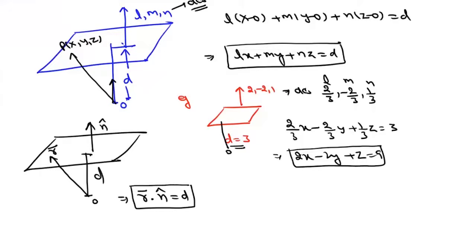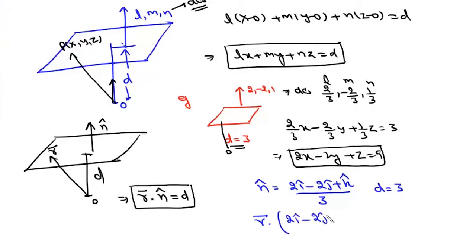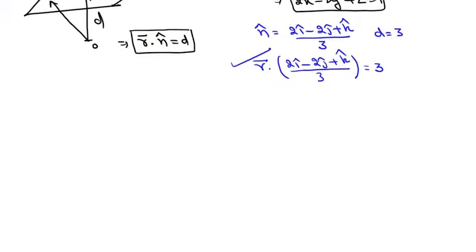Now for the same question, n cap is (2i minus 2j plus k) divided by 3, and the perpendicular distance is 3 units. So we can write this equation as r dot (2i minus 2j plus k) by 3 equals 3. So this is the equation of the plane in normal form.